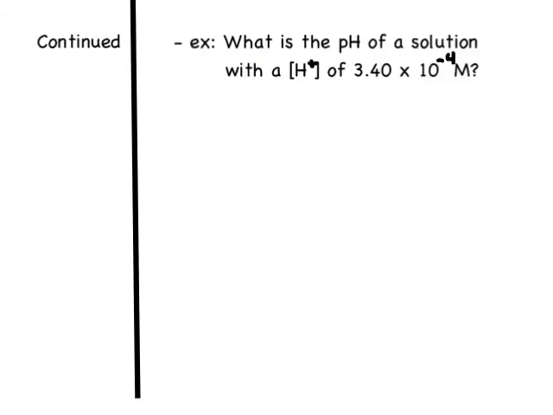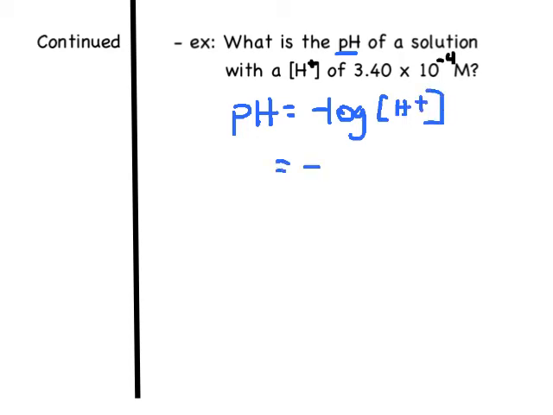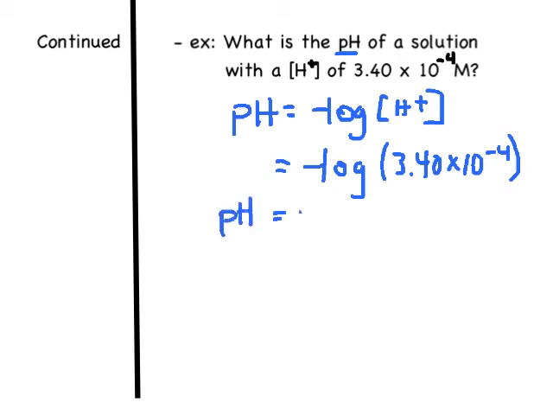So let's take a look at another example. This one says, what is the pH of a solution with hydrogen ion concentration of 3.4 times 10 to the negative 4 molarity? So again, pH, remember, is negative log of the hydrogen ion concentration. So what we'll do is take our negative log and plug in our 3.4 times 10 to the negative 4th in your calculator. If you actually do that, what you'll end up with is a pH level of 3.47.